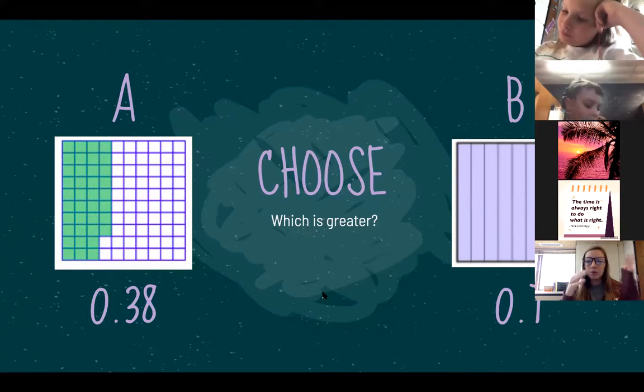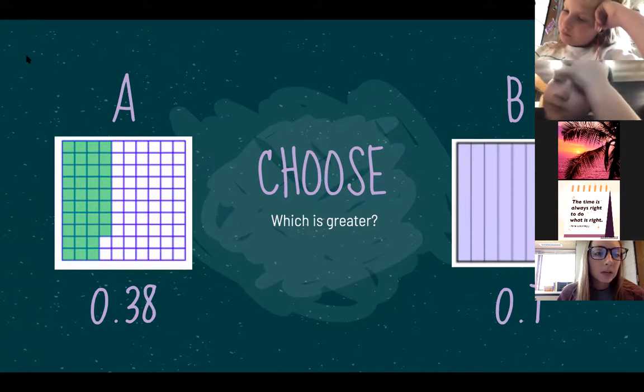So I heard Fumi reference she wanted to compare the two of them because A is in the hundredths place and B is in the tenths place. So it might be hard to compare that way. So I'm going to annotate on the screen if I can get this thing to move. Here we go.